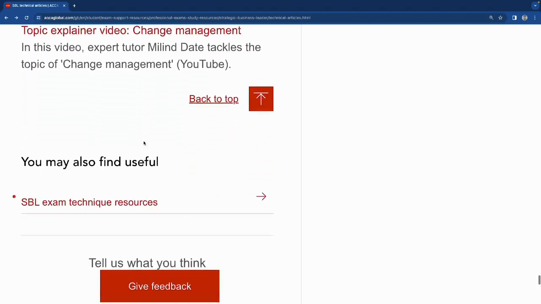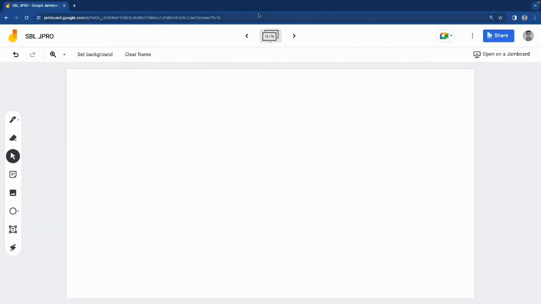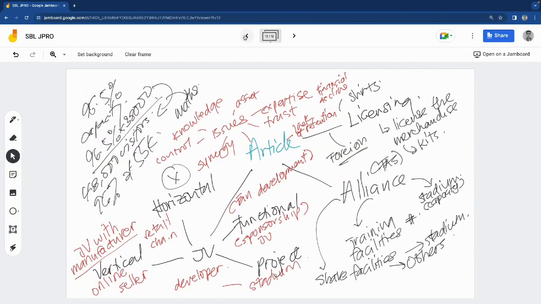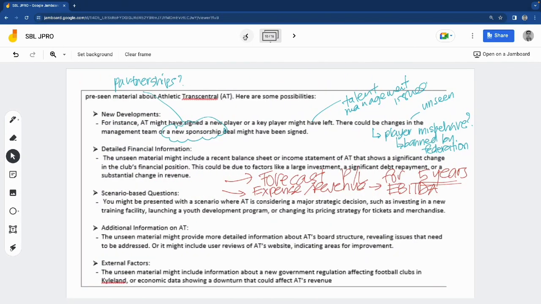Now, I just want to touch base with other issues inside here. Let's go back inside here. So, we did do the financials, and I did come into this part of financials. You might be presented where they're considering a strategic decision says invest in new training. No, they won't invest in a new training facility because they just did invest in a new training facility, isn't it? I think they will probably invest in the new stadium. So this one, we can change that one out. Launching a youth development program, they already did that.